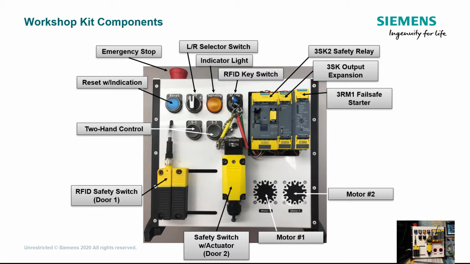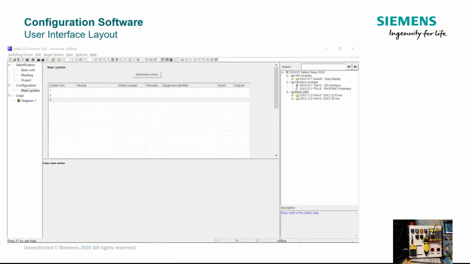So now let's take a look at the software that is required for configuring the 3SK2 series. I've opened up here the safety configuration software for the 3SK2 relays, referred to as Safety ES. Let's go through the different parts of the software as we have in front of us. To start with, up on the top, we have a menu and toolbar where you can easily access different functions of the software.